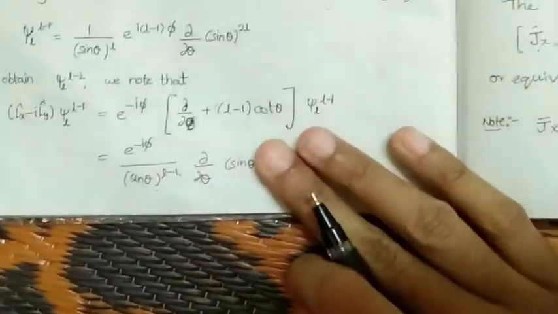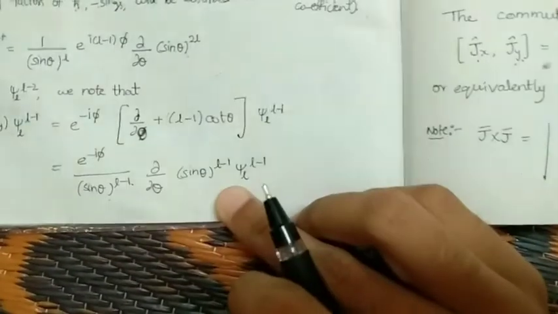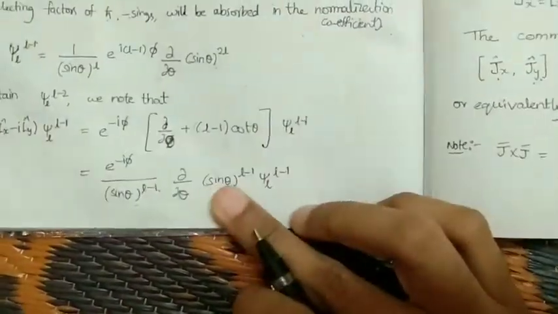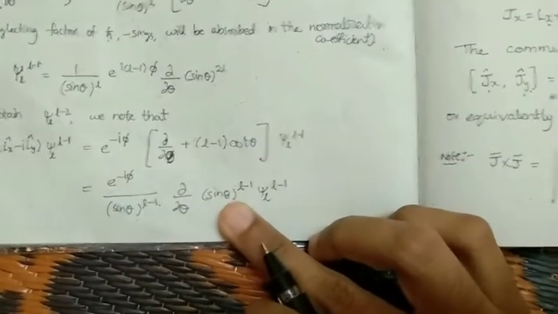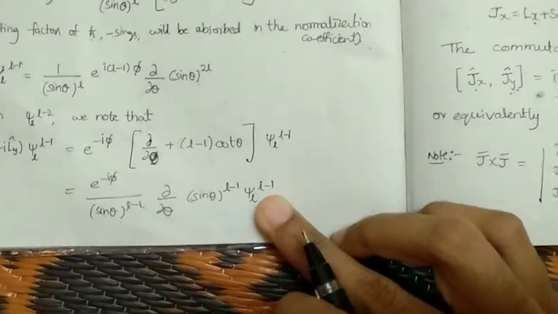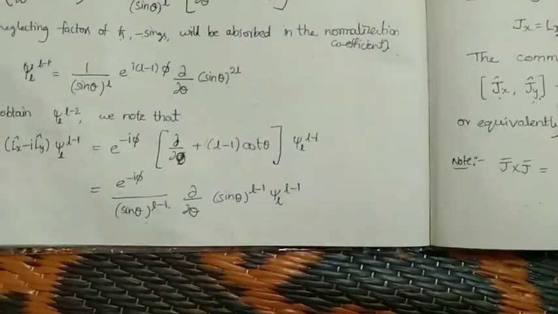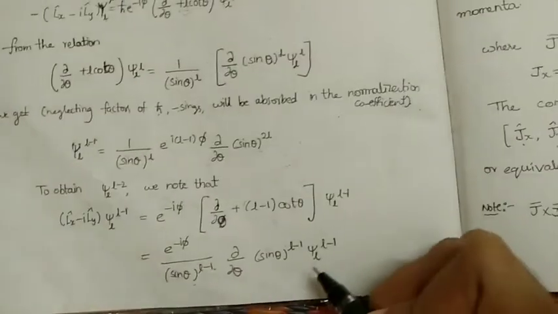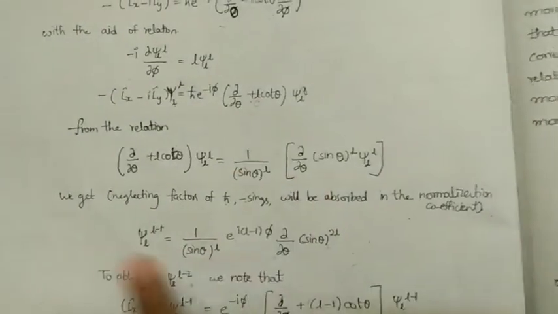And (sin θ)^(L-1) would remain as usual, and ∂/∂θ would also be there. Next, here in the place of (sin θ)^(L-1), after replacing this with this, that is (sin θ)^(L-1), again we would have ξ_L^{L-1} here, which we have already derived.